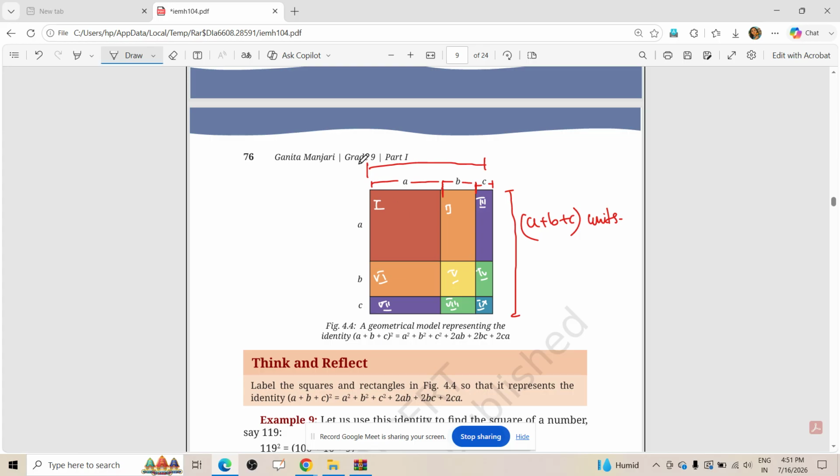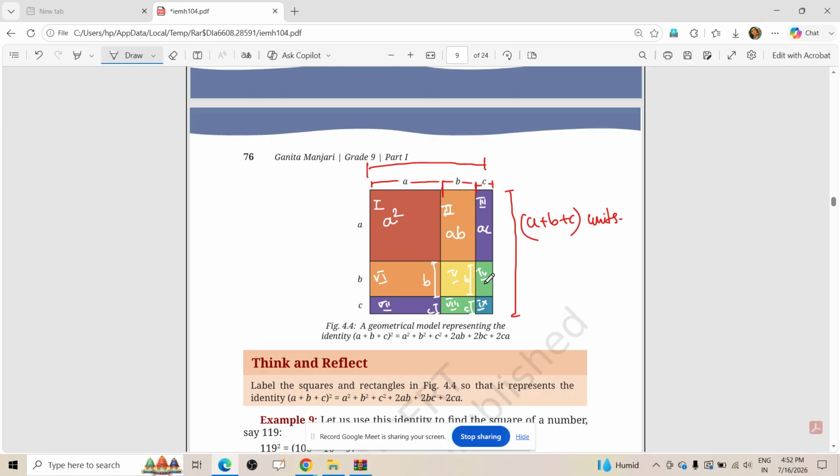So tell me what is the area of first part? A into A is A square, right? Area of the second part is A into B. The length is A unit and the breadth is B unit, so the area becomes AB. And what is the area of third part? Yes, AC. Length is A unit and breadth is C unit. Here the middle part we have is B unit, and the smaller part is C unit, right? Here also the middle part is B unit and it is C unit.